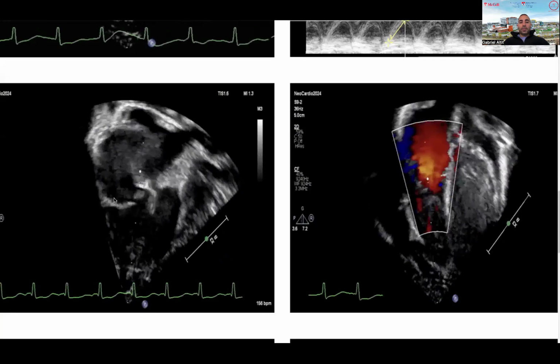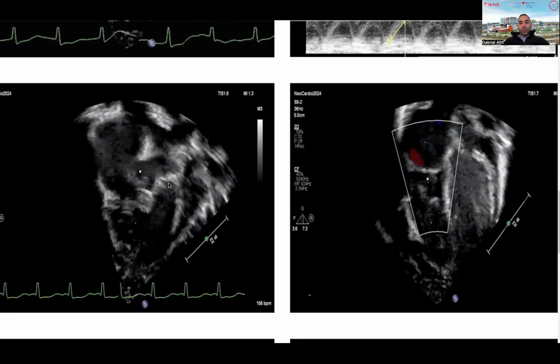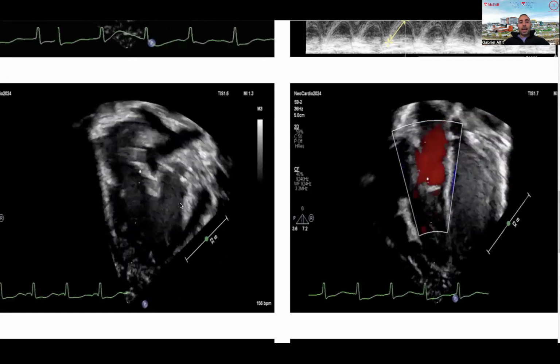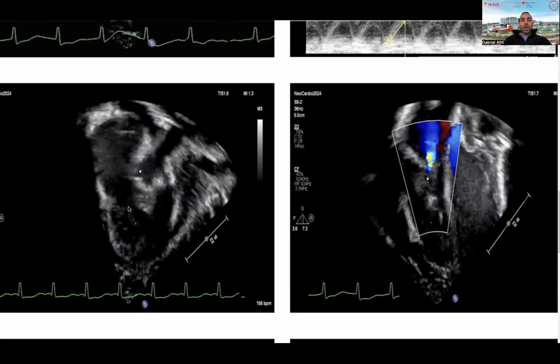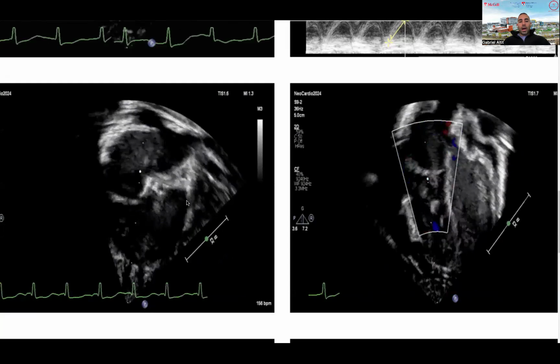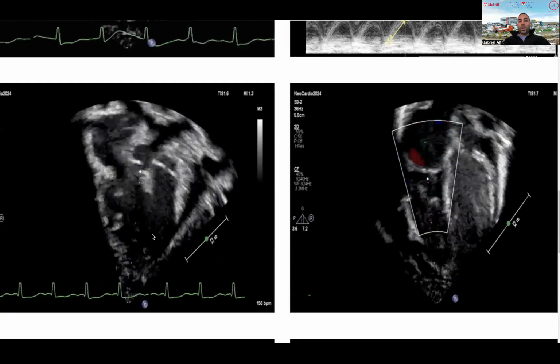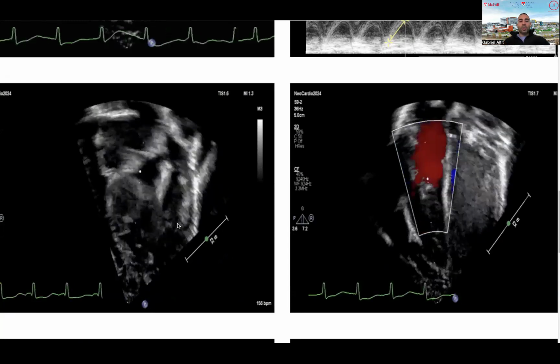So now this view is a TED view, where we can appreciate the RV outflow tract as well as the inflow portion of the RV. Some people will call it an apical three-chamber view. Here we can appreciate a bit of RV hypertrophy in the background, maybe slightly more than what we would anticipate at this particular postnatal age.